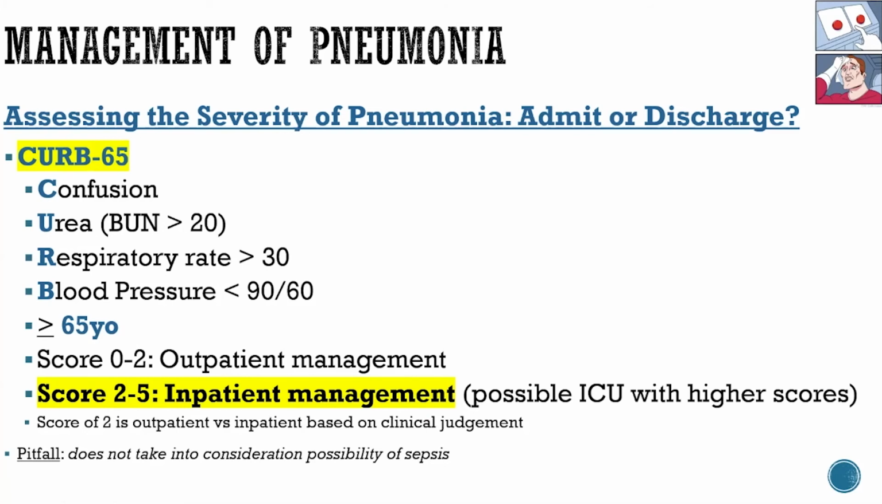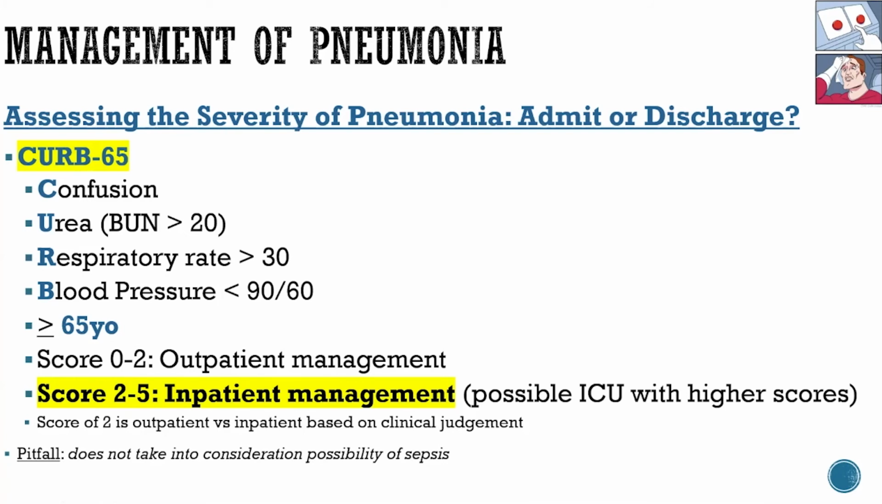In general, we see that patients who only score a 0 or a 1 or even a 2 out of these 5 items can generally do well with outpatient management. And that's going to determine what antibiotics you use, and we'll talk about that shortly. Meanwhile, patients with higher scores like 3, 4, or 5 generally benefit from inpatient management with much more aggressive and even IV antibiotics.